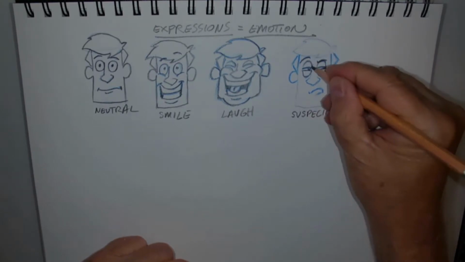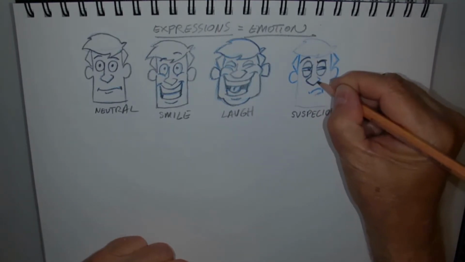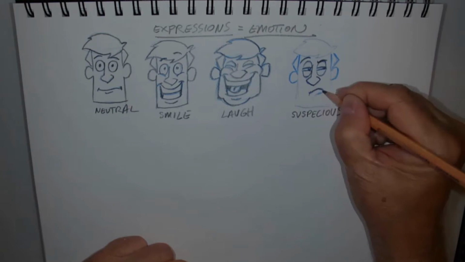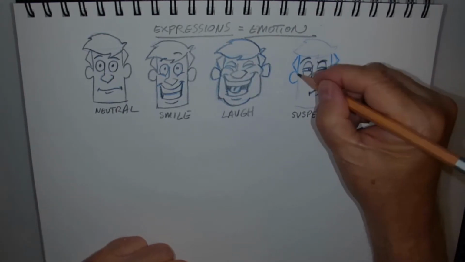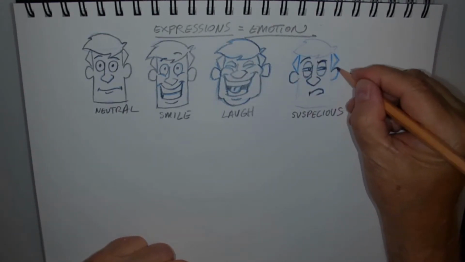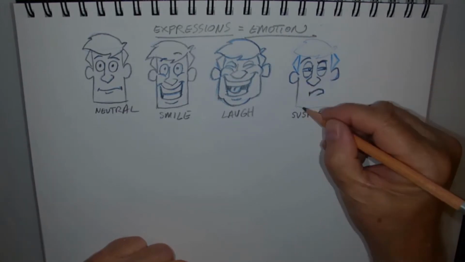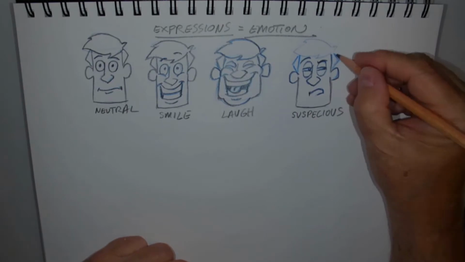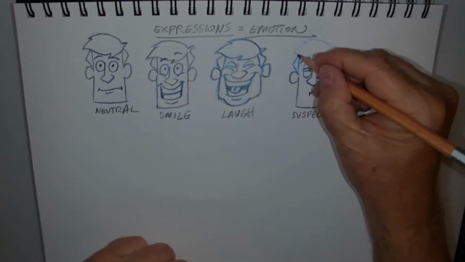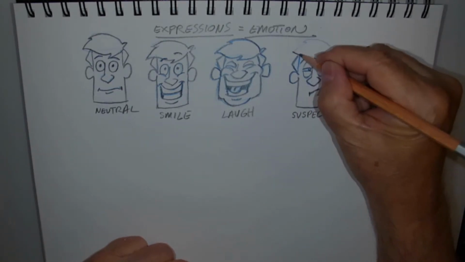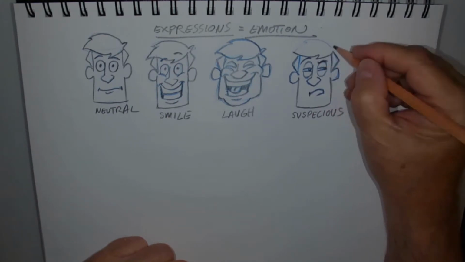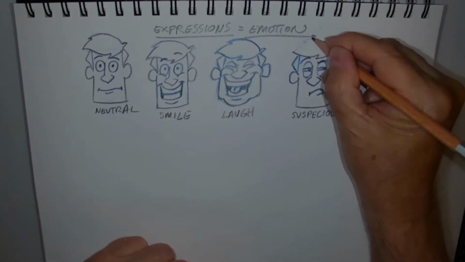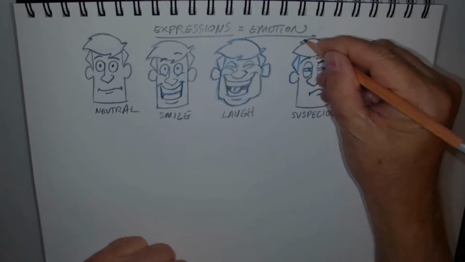So maybe he's confronted with some sales pitch or something and he's trying to figure out, is this for real? Is this too good to be true? Let me think about this. So yeah, it could be just, it's definitely suspicious. You're thinking. So it's figuring out what that emotion is and what you're doing and how does that translate into an expression. And again, these are my interpretation.